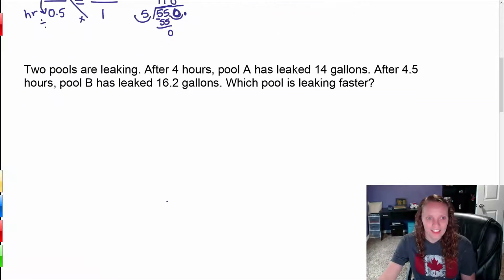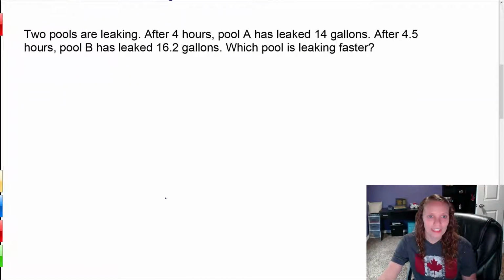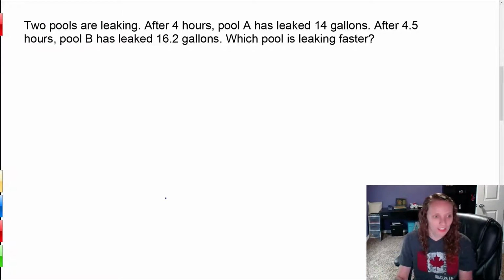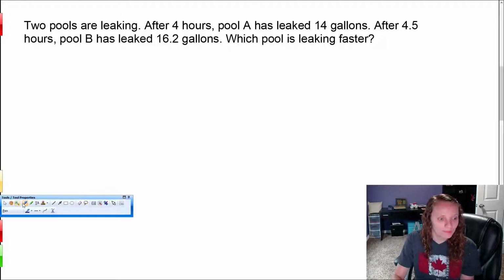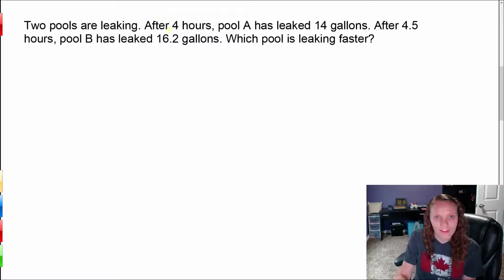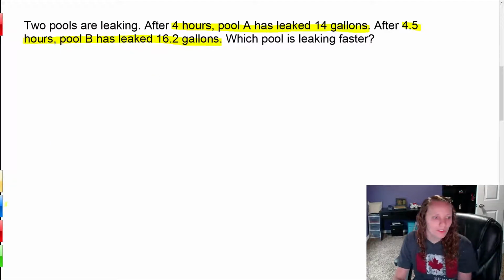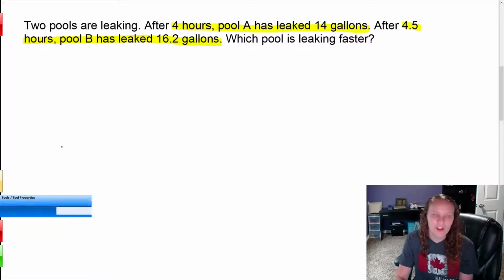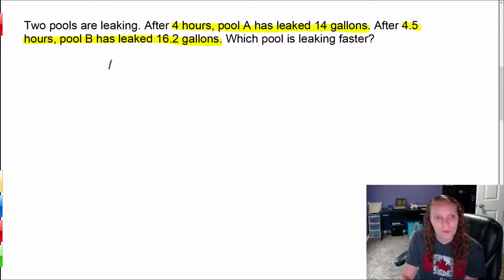Alright, let's look at the last one. 2 pools are leaking. So we're going to be comparing 2 different swimming pools. After 4 hours, pool A has leaked 14 gallons. After 4.5 hours, pool B has leaked 16.2 gallons. Which pool is leaking faster? So we're going to be solving for the unit rate for each pool. Pool A and then pool B.